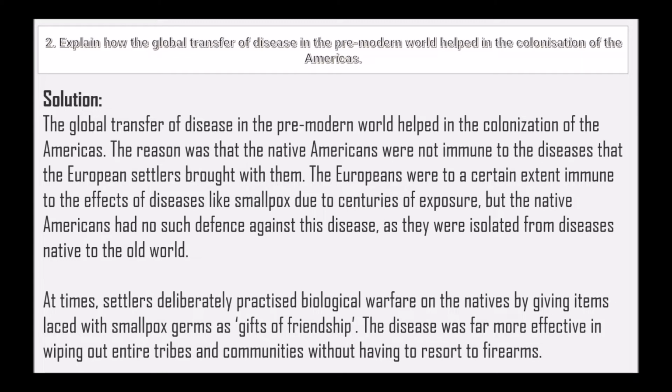At times, settlers deliberately practiced biological warfare on the natives by giving items laced with smallpox germs as gifts of friendship. The diseases were far more effective in wiping out entire tribes and communities without having to resort to firearms.